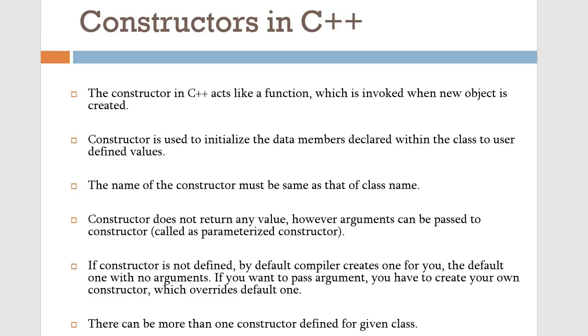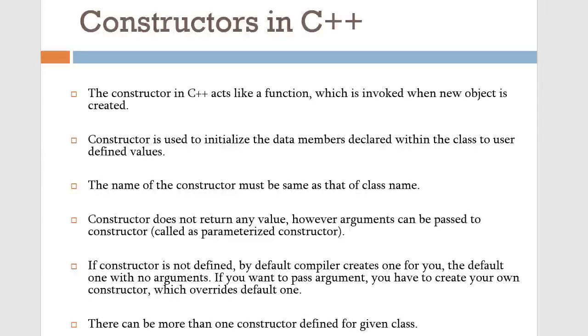The constructor in C++ acts like a function which is invoked when a new object is created. So it is kind of a function and it is invoked as soon as you create a new object of a particular class. Constructor is used to initialize the data members declared within the class to user-defined values.